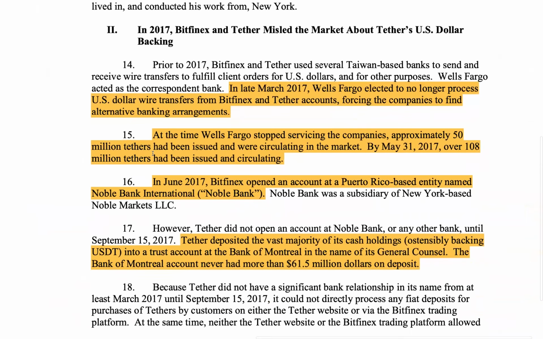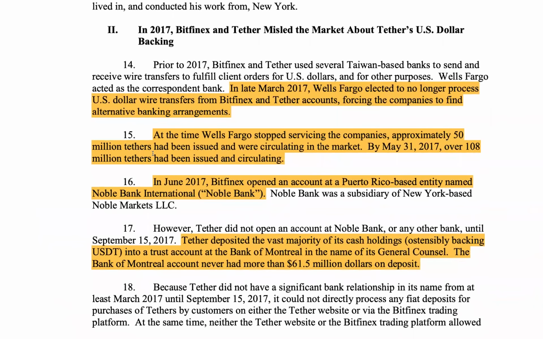So they didn't have any bank service. At that time, approximately 50 million tethers were on the market. And then after they lost their banking, that number increased to 108 million tethers. So they were issuing tethers without having an actual bank account. And then in June 2017, Bitfinex opened an account at Noble Bank.